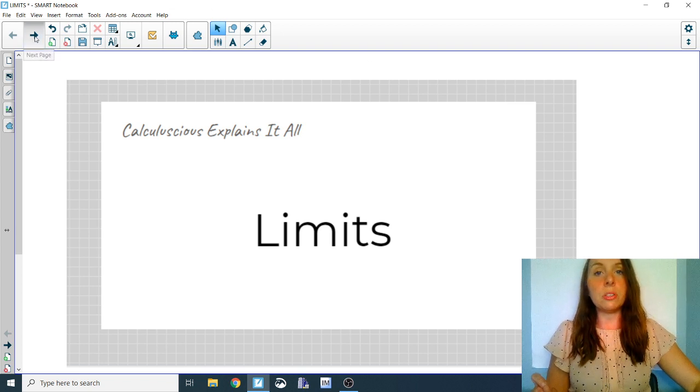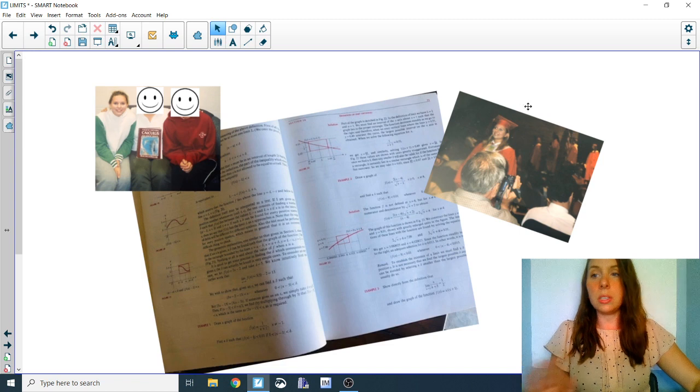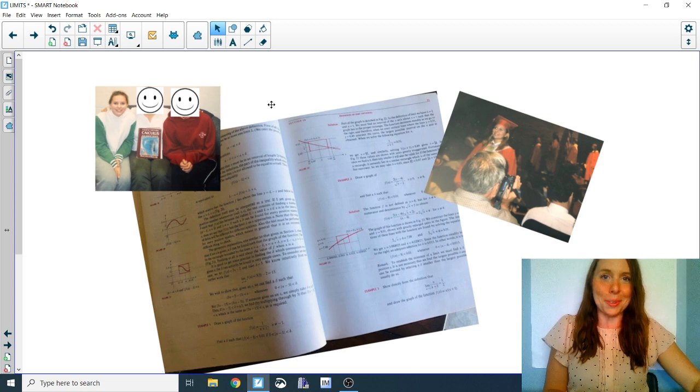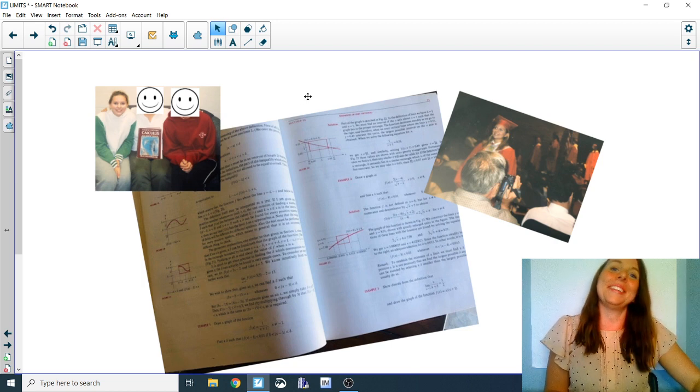Before we jump into some specifics, I just want to tell you a little bit about myself. Ever since I can remember, I have loved math. There I am, my first year in college with my math major buddies, and look at what we're doing. We're in our dorm room taking a picture of ourselves with a calculus book. So that's how much we loved calculus.